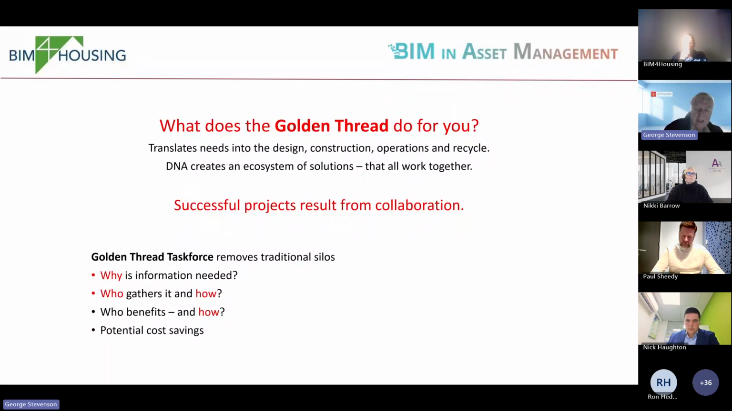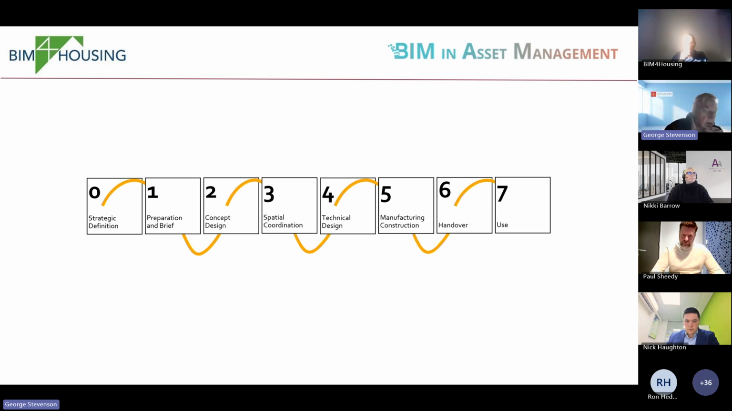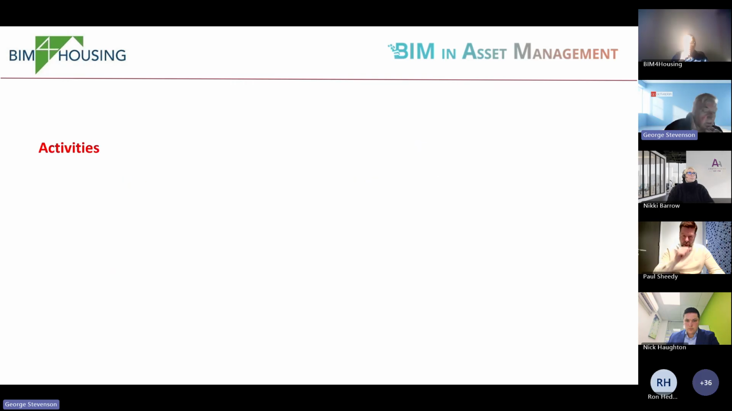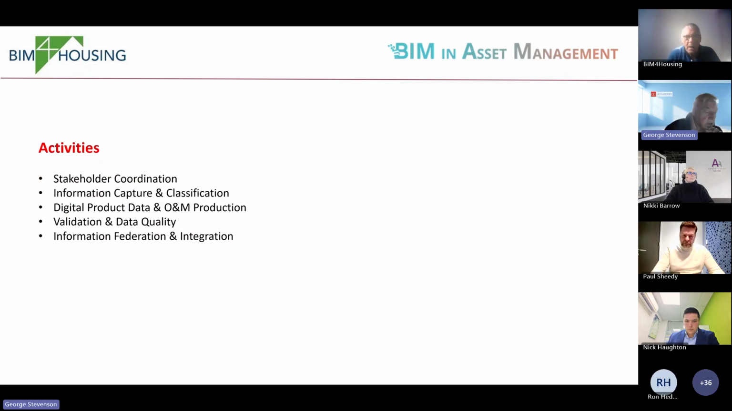So this is the exercise that we're going to try and flesh out over the next few weeks. If you're interested in that, please join in, because the idea is that we've got that DNA that's running through all of the different processes.